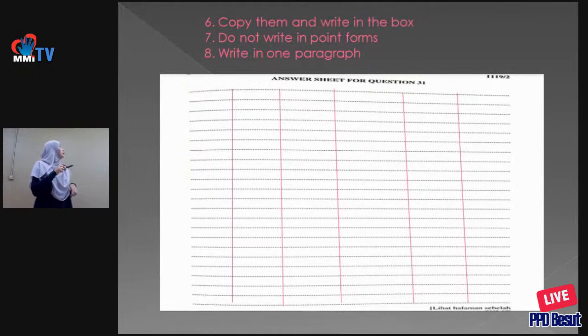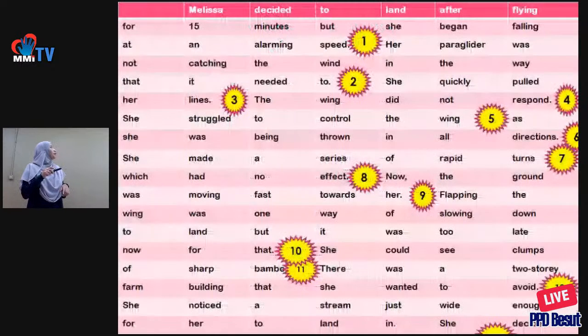Okay, nampak? Melissa decided to land after flying for 15 minutes but. Okay, ni yang dia bagi. Kita pun sambung. She began falling at an alarming speed. Her paraglider was not catching the wind in the way that it needed to.